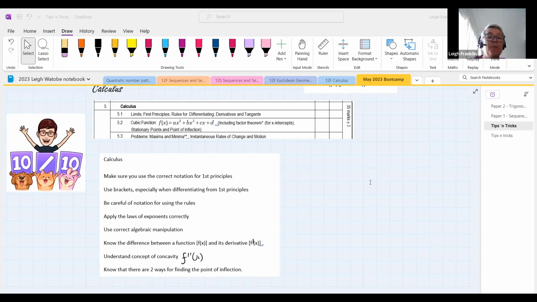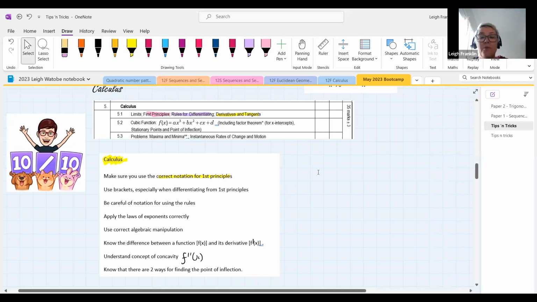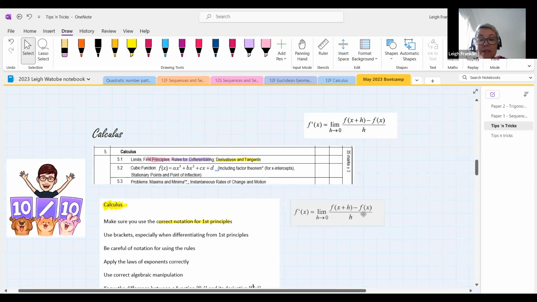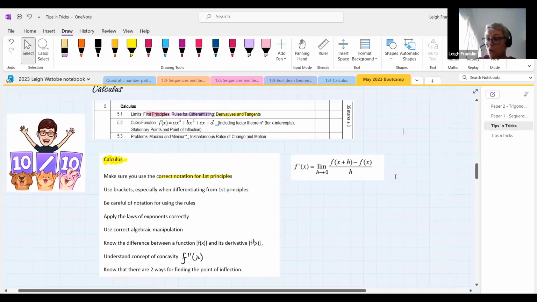Okay, so for the calculus part of your paper, you don't need to worry about limits too much, but you do need to make sure that you are able to do first principles. Make sure that you know your rules for differentiating and that you know what you're doing when it comes to derivatives and tangents, because those are always asked. The first hint when it comes to calculus says: make sure you use the correct notation for first principles. We've got to make sure that we use the correct formula. This is it over here, and that is on your formula sheet.